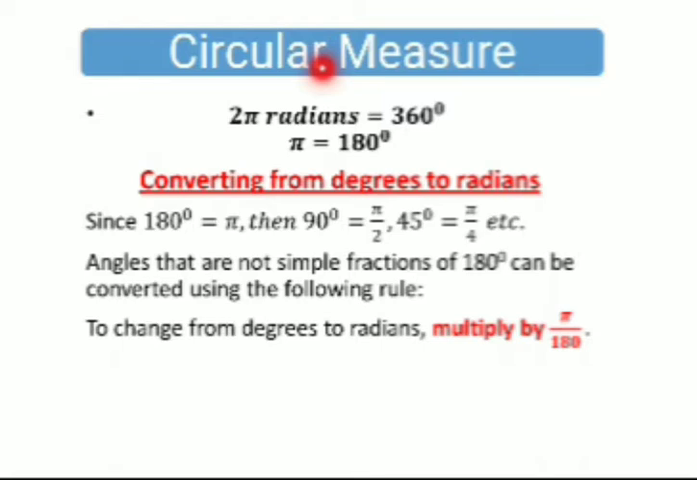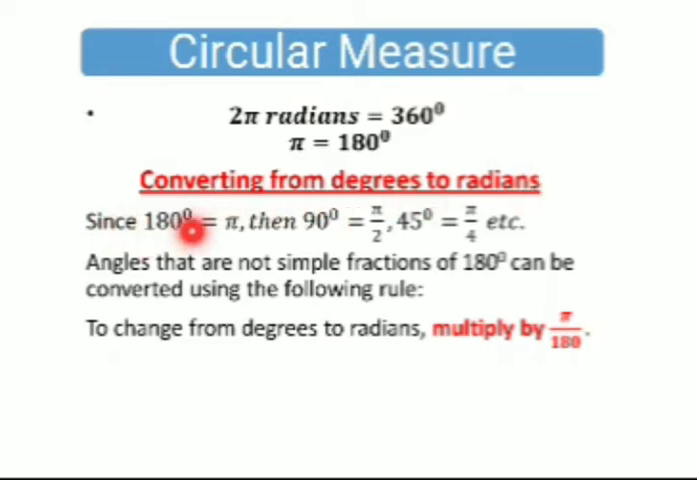This is sometimes referred to as natural units of angular measure, and it is used extensively in mathematics because it can simplify many formulae and calculations. Let me start by telling you that 2 pi radians is equal to 360 degrees. If this is true, then pi is equal to 180 degrees, because if you divide both sides by 2, you get pi here. Is that okay? Pi radians is equal to what? 180 degrees.